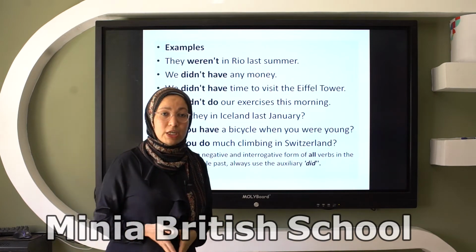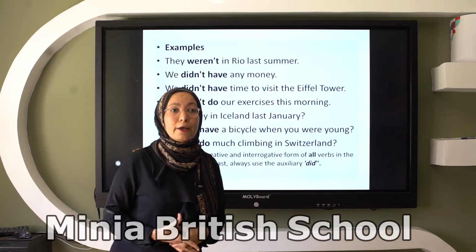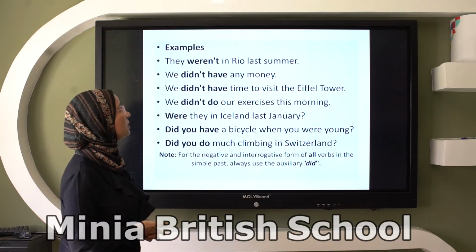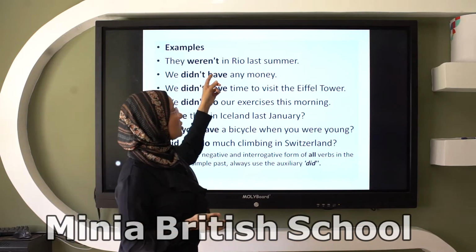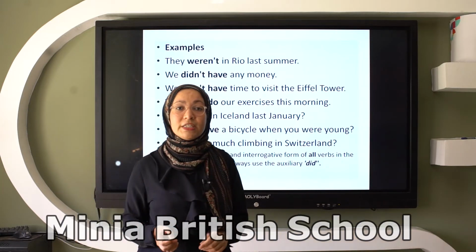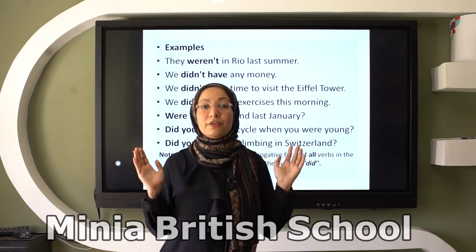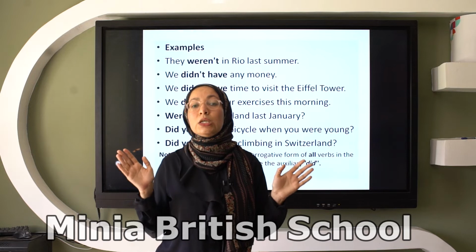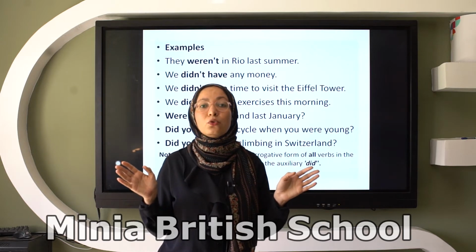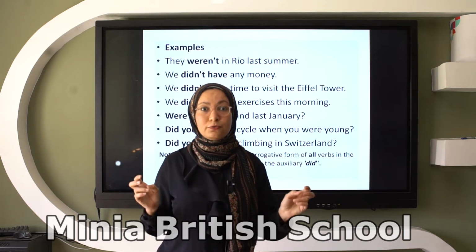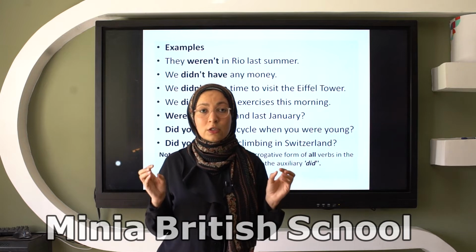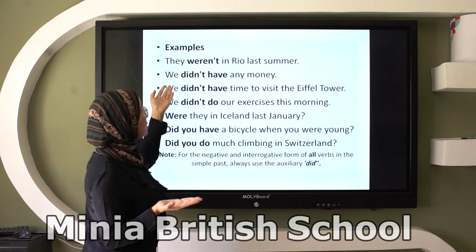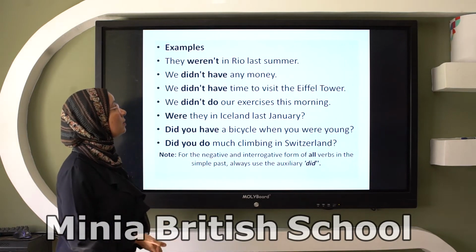Okay, we have many examples here to clarify the previous points. So they weren't in Rio last summer. As you observe here, with was and were, we didn't use any auxiliary verbs in the negative or in the interrogative form. We just put not after were or was. So they weren't in Rio last summer.